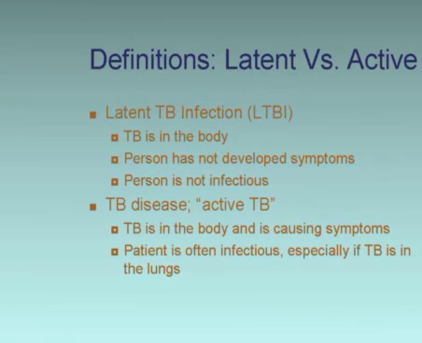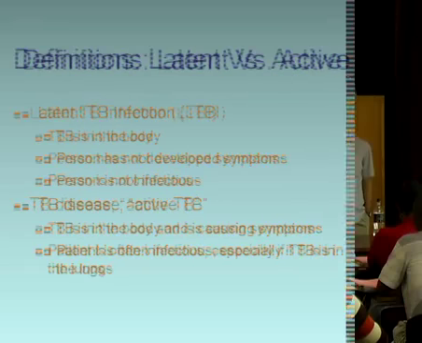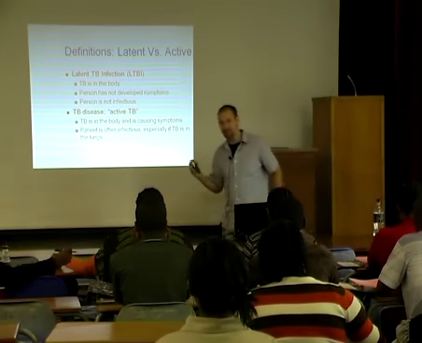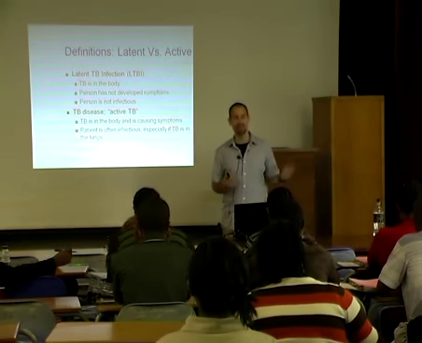Okay. So if I say 1/3 of the world's population is infected with TB, well, 1/3 of the world's population isn't dying of TB. So how can there be this much infection? How can so many people be infected with TB but not really be sick with TB? And that difference really is in the difference between latent TB infection and TB disease.